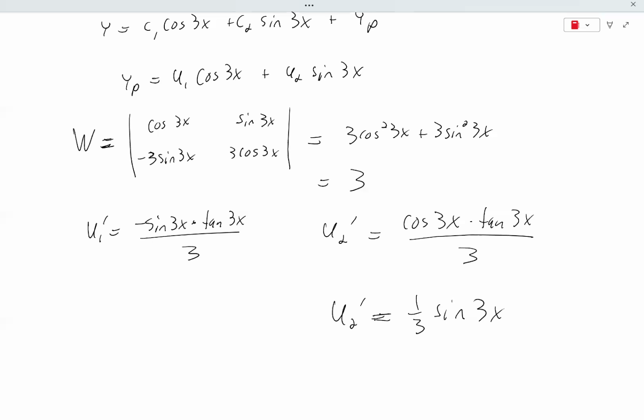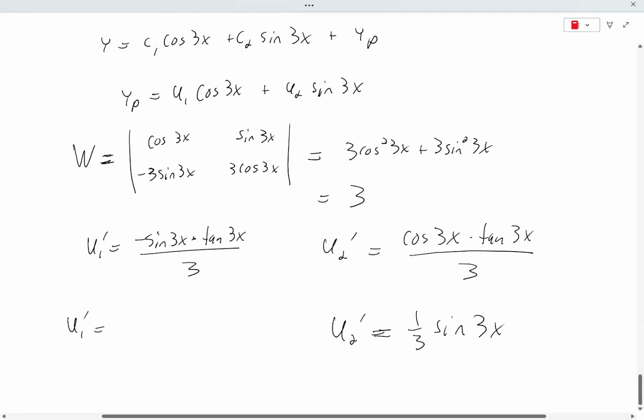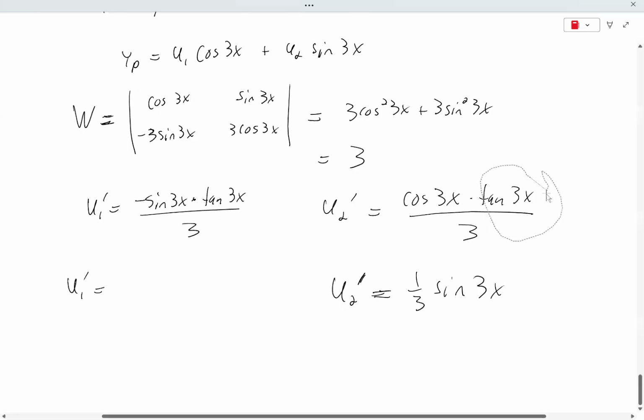And then this one over here, what is going on here? Maybe you're right. Oh, I didn't take the derivative. I just simplified this, because this is sine over cosine, right? And then I didn't finish it. Yeah, u2 is equal to negative 1/9 cosine 3x.